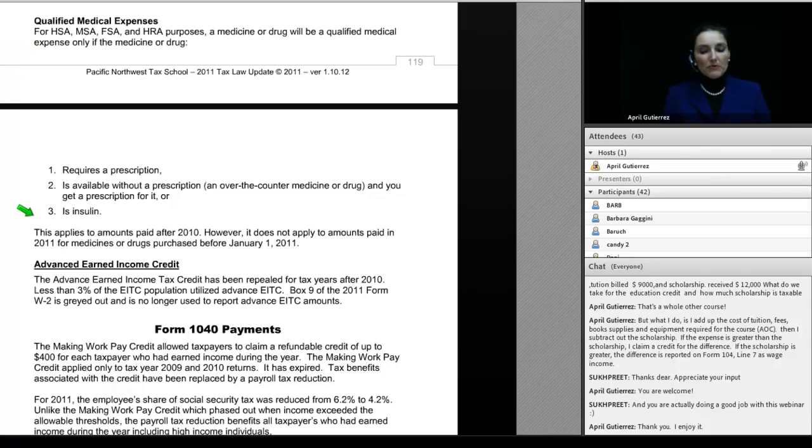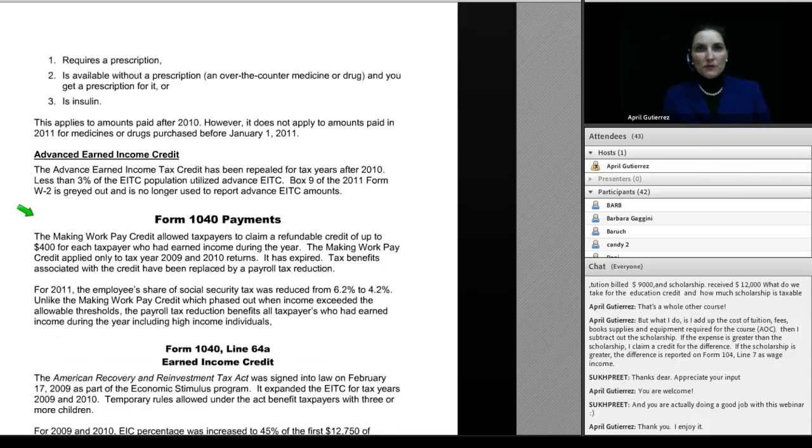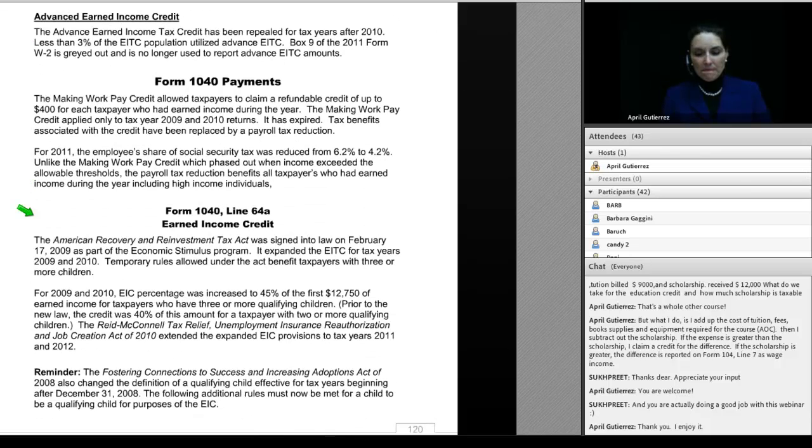The only exception to the prescription rule is if you buy insulin. Insulin does not require a prescription, and you are still allowed to use your HSA distributions for purposes of buying insulin.